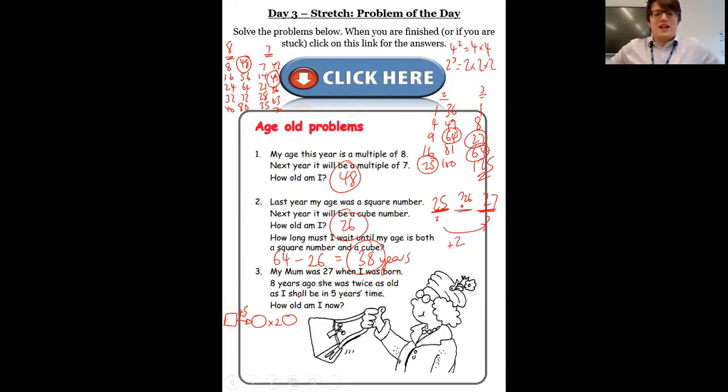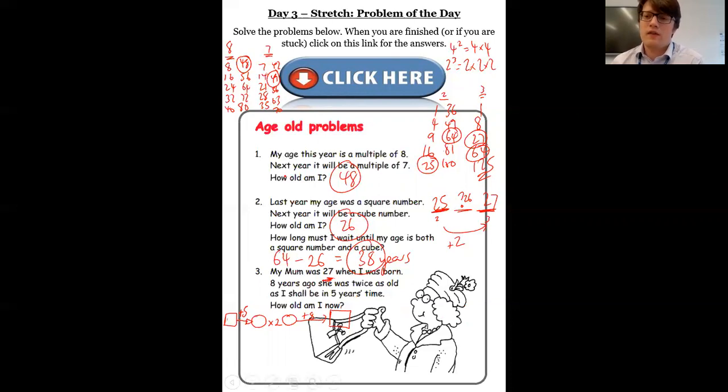But that is 8 years ago. So going back this way, I'm going to add 8, which will give me my mum's current age. So my mum, 8 years ago, minus 8 years, was twice as old as I will be in 5 years. So having set up that flow diagram, I can now start to experiment a bit. And I know that my mum was 27 when I was born.